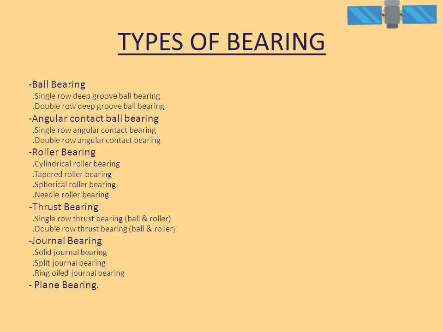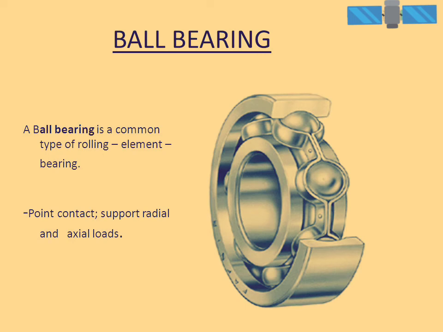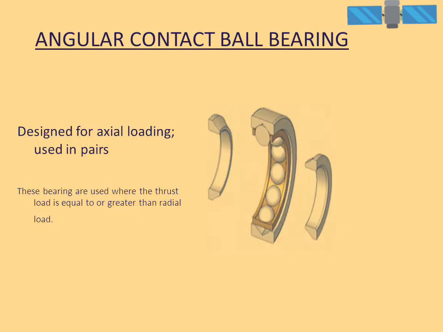Plain bearing. Ball bearing. Point contact, supports radial and axial loads. A ball bearing is a common type of rolling element bearing. Angular contact ball bearing: designed for axial loading, used in pairs. These bearings are used where the thrust load is equal to or greater than the radial load.